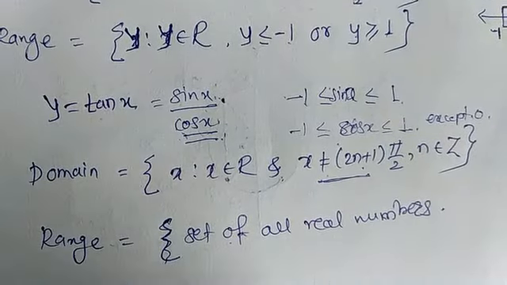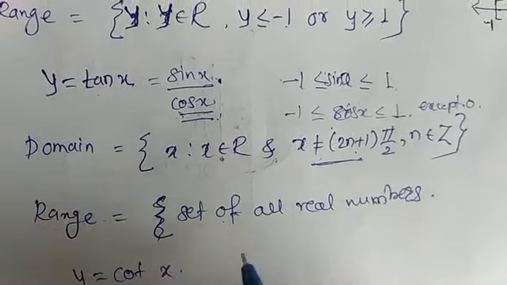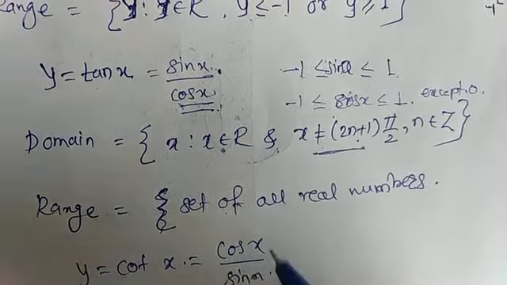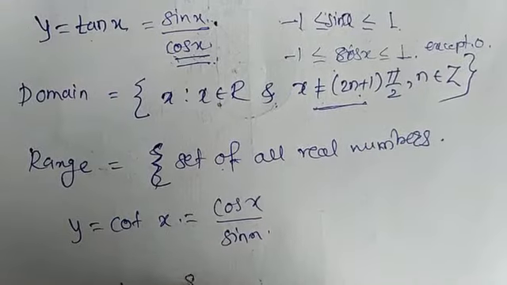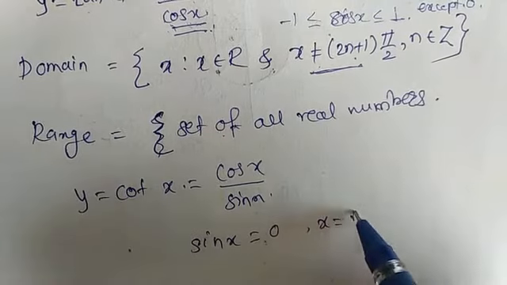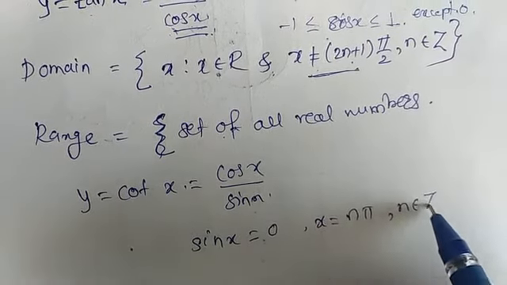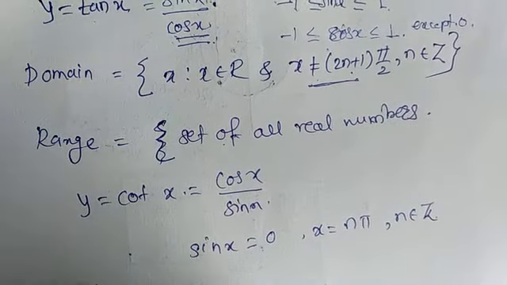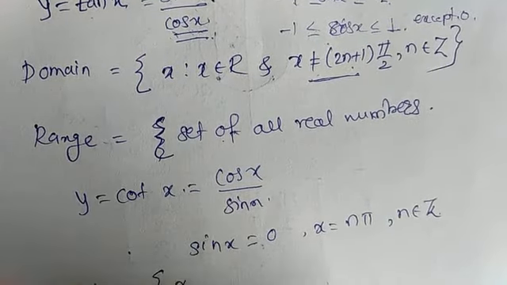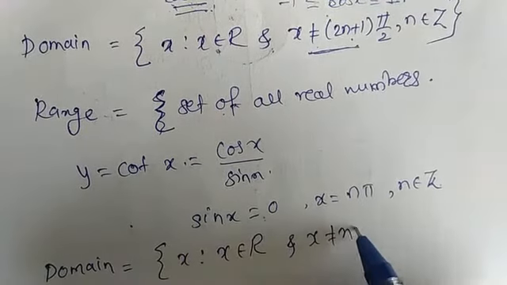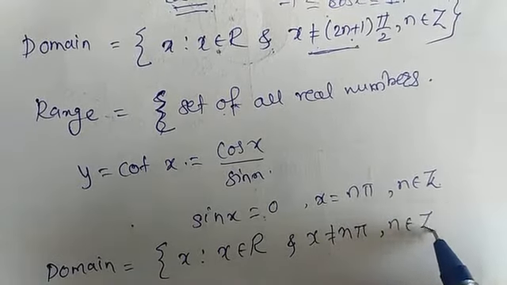Similarly for y is equal to cot x, you can say that cot x is cos x upon sin x, and you know that the condition is sin x not equal to 0. Sin x is equal to 0 for x is equal to n pi, where n belongs to Z. So our domain is x such that x belongs to R and x not equal to n pi, where n belongs to Z.